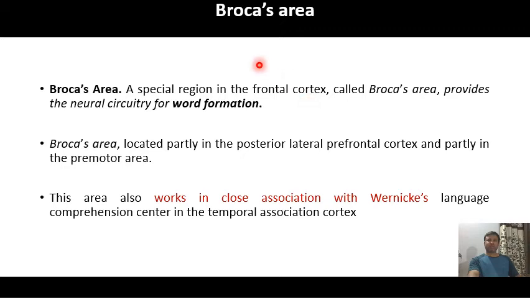So now come to Broca's area, which is present in the frontal lobe of the cerebral cortex. The function of Broca's area is especially for speech, so word formation occurs in Broca's area. This area also works in close association with Wernicke's area, which is responsible for understanding.